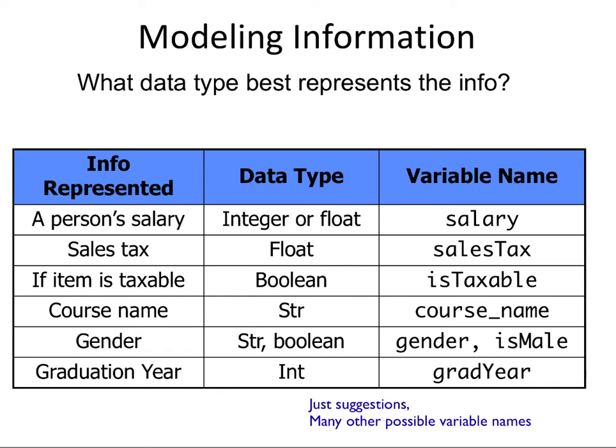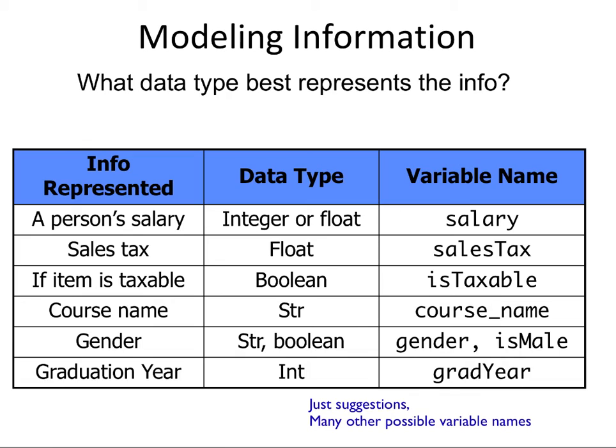If an item is taxable, that's asking whether something is taxable or not. That's a hint that it's a Boolean. A possible name could be is taxable, which clearly indicates what the values of true and false mean. If is taxable is true, it's taxable. If is taxable is false, it's not. A course name is usually a string. Usually it has letters, could have numbers in it as well. One possible name for it could be course underscore name.